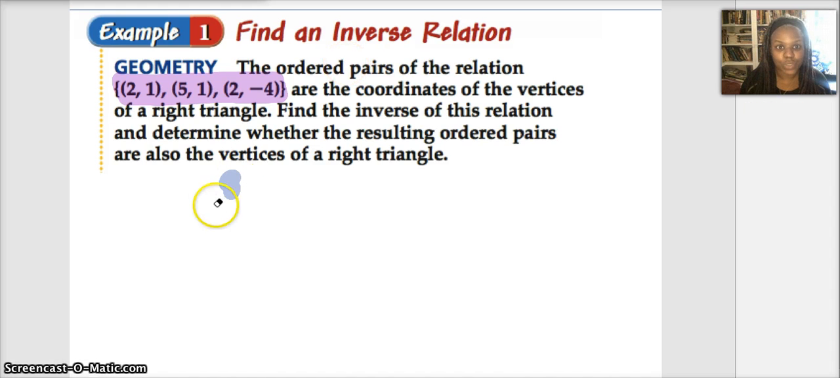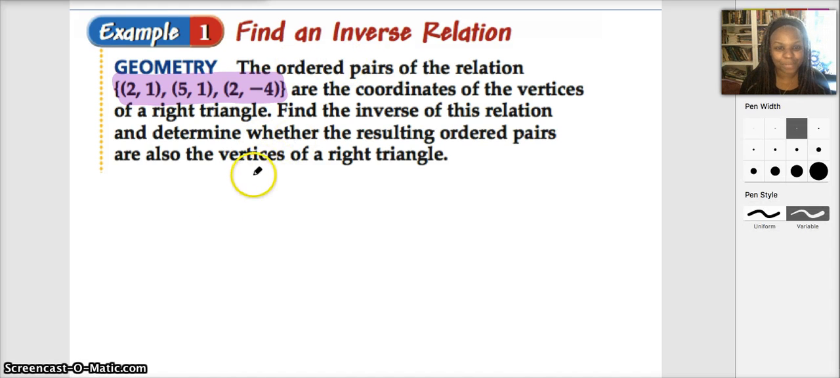The inverse would be the set of all switched ordered pairs. So (1, 2), (1, 5), and (-4, 2).